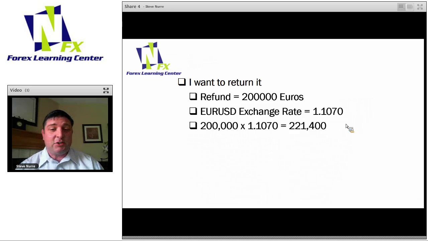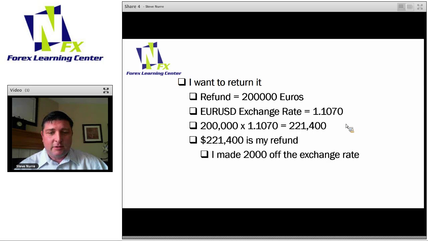Now I'm getting them exchanged back to me at 1.1070 dollars per euro. So when they wire the money back to me, I receive $221,400 back into my account. That's going to be my refund. So that means I made $2,000 off the exchange rate, from $219,400 to $221,400. I made $2,000 off the exchange rate by returning the car to the Italian manufacturer.